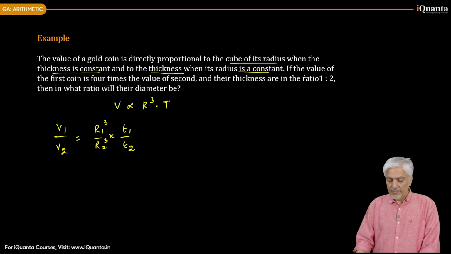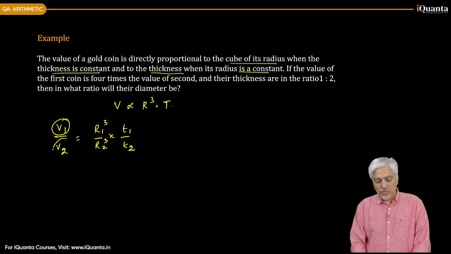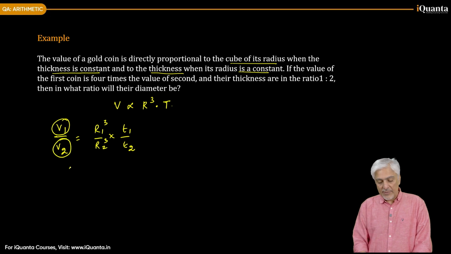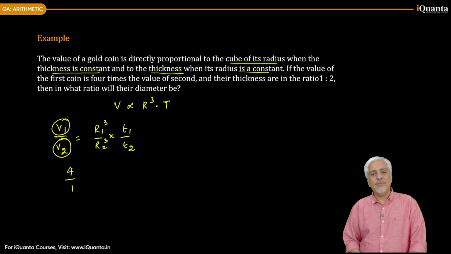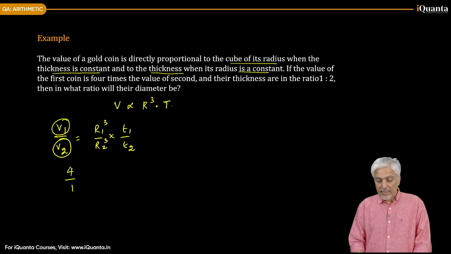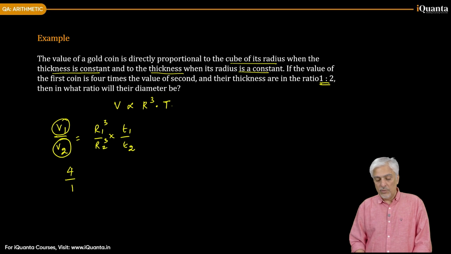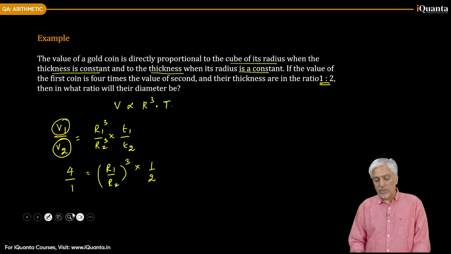Let's solve this. If the value of the first coin is 4 times the value of the second, that means this ratio will become 4 upon 1. That means if the second coin is 1, the first coin is 4. And their thickness are in the ratio 1:2. We want to find the ratio of their radius. We don't know the ratio of their radius. Thickness is in the ratio 1:2, so if I take the 2 on top and 1 down, what will I get?